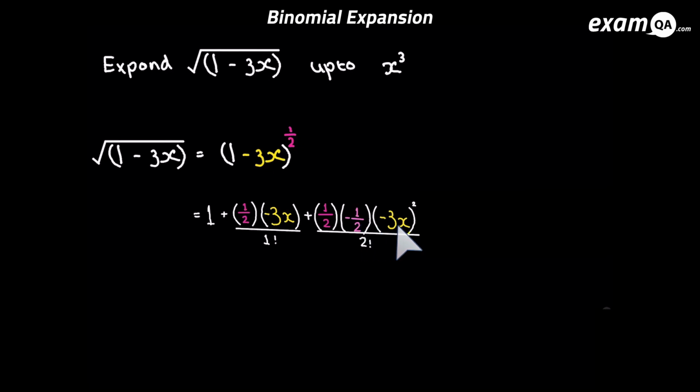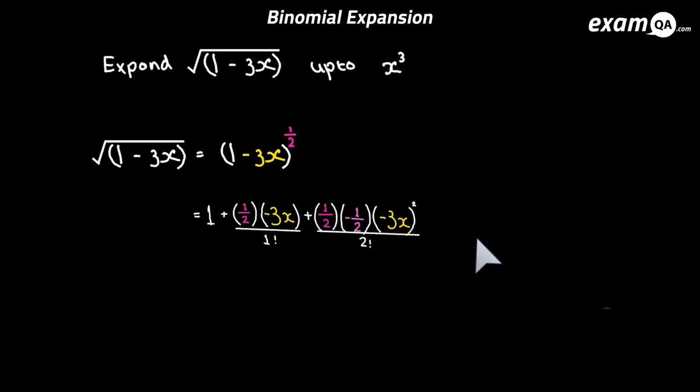And then we have the minus 3x again, but the power has been raised. The power of minus 3x is now 2. And all of that's over 2 factorial. So I hope you got that right. If you didn't, have a go at the next term. Pause the video to give yourself some time.